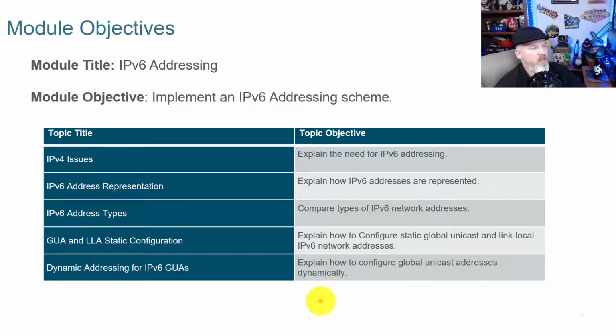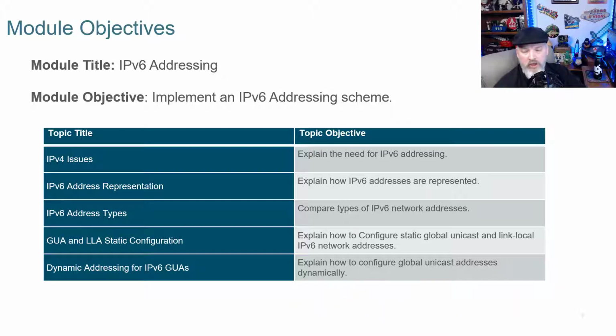This video is Module 12, IPv6 addressing for the Cisco Networking Academy. We're going to be looking at these topic objectives in Module 12. Explain the need for V6 addressing. Why do we need it if we have V4? IPv6 address representation. IPv6 address types.